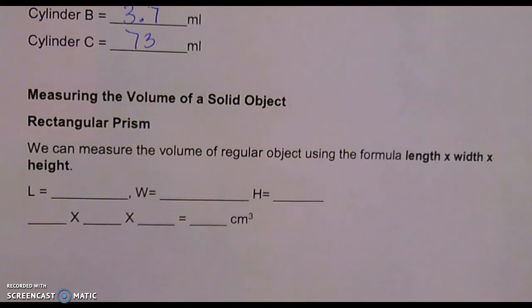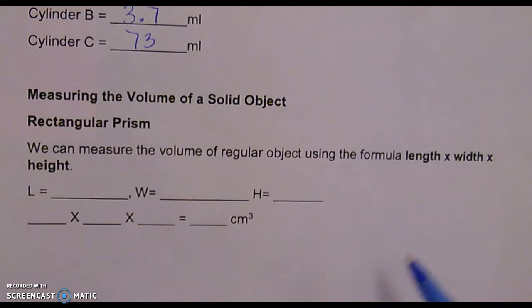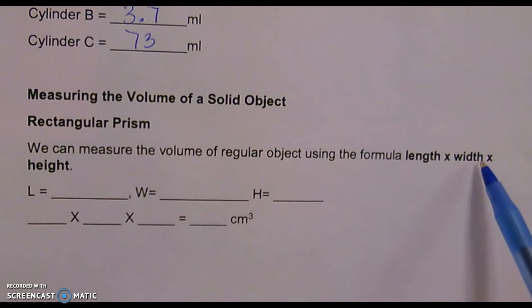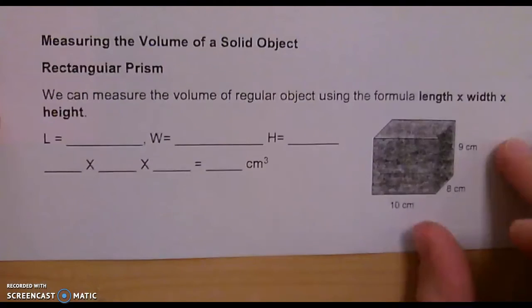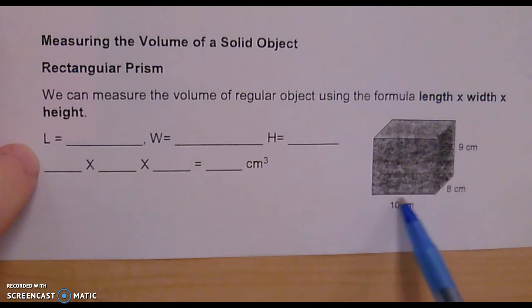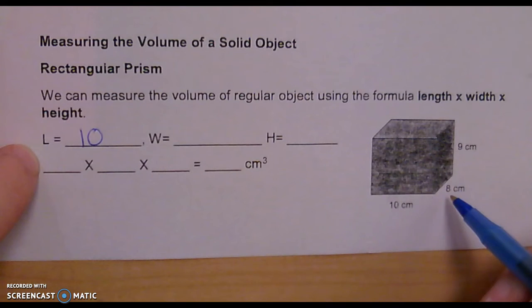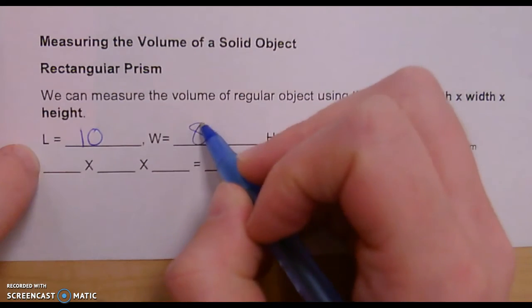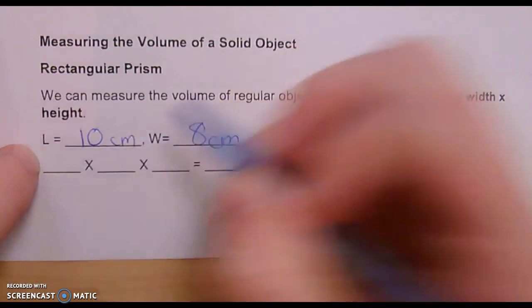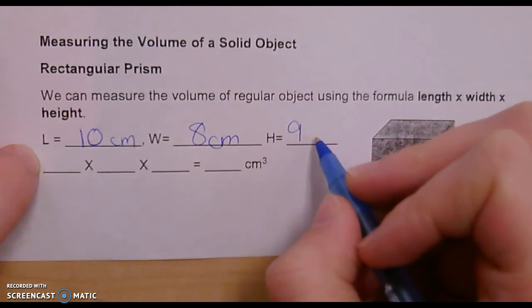When we're measuring with solid objects and they're rectangular prisms, we're going to use the equation length times width times height. Okay, so we're using length times width times height. So our length on this rectangular prism is 10 centimeters. We usually say the length is the longer side. The width is 8 centimeters. And the height of the rectangular prism is 9 centimeters.